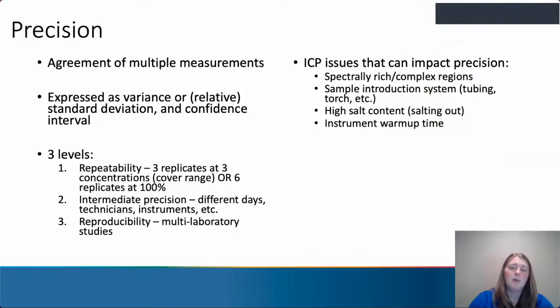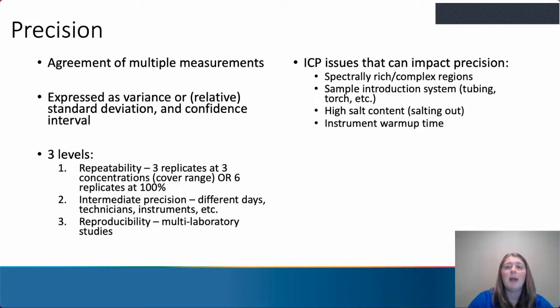The next point we can talk about is precision. Here we're talking about the agreement of multiple measurements, and you can think of it in terms of the spread of your data. Think about those Gaussian curves that we talked about in the statistics section. Precision is typically expressed as a standard deviation. It can be a relative standard deviation sometimes, and other times you'll see this expressed as a confidence interval.